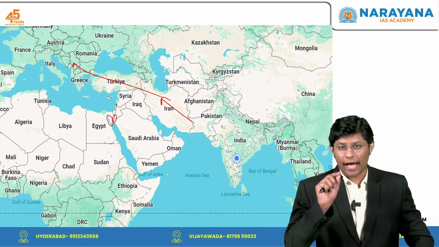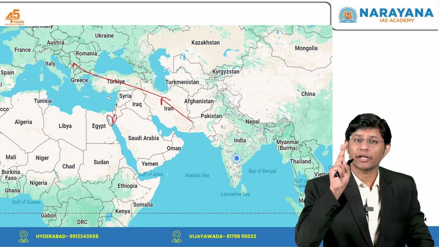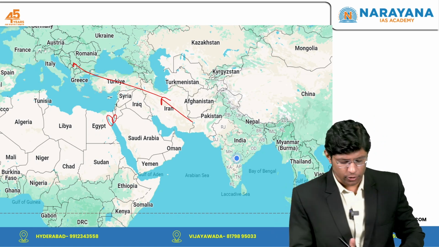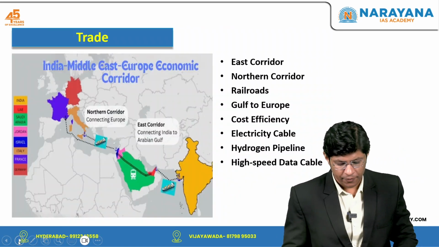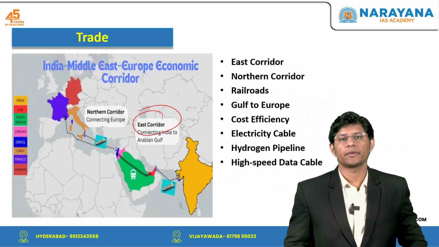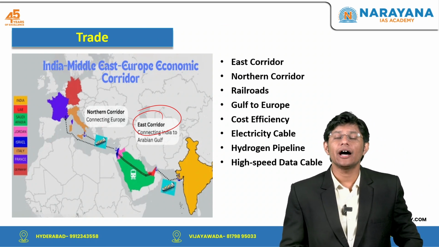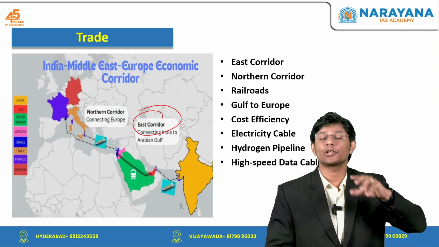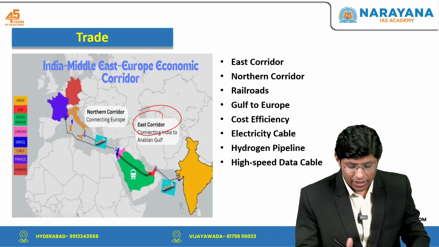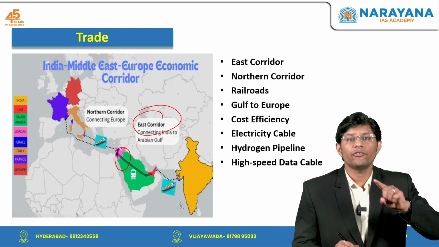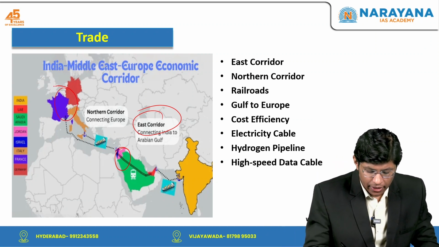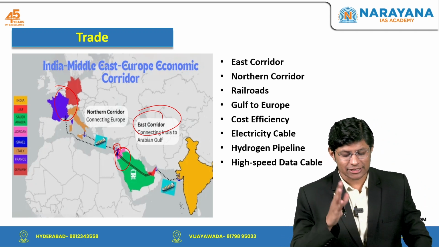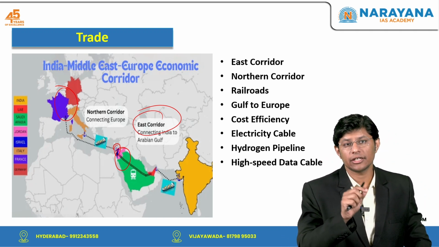See, the IMEC will feature two primary corridors. The first one is the East Corridor. Now, let me show you the East Corridor. This East Corridor connects India to the Arabian Gulf. Then we have the Northern Corridor. Now, this Northern Corridor extends from the Gulf to Europe via the country Israel. So, we have two corridors. One is the Eastern Corridor, the other one is the Northern Corridor.